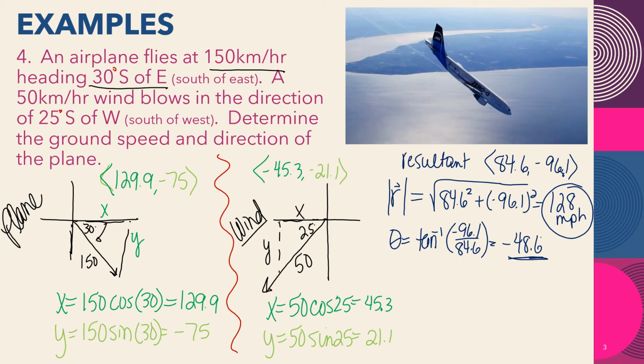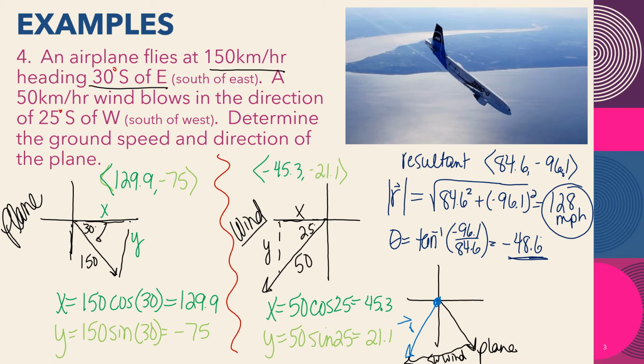So let's revisualize this. All right, here we go. We have the plane going southeast. The wind moves it southwest. So southwest for the wind, okay? Which means the resultant starts at the origin and does end up here. So this is our R value.